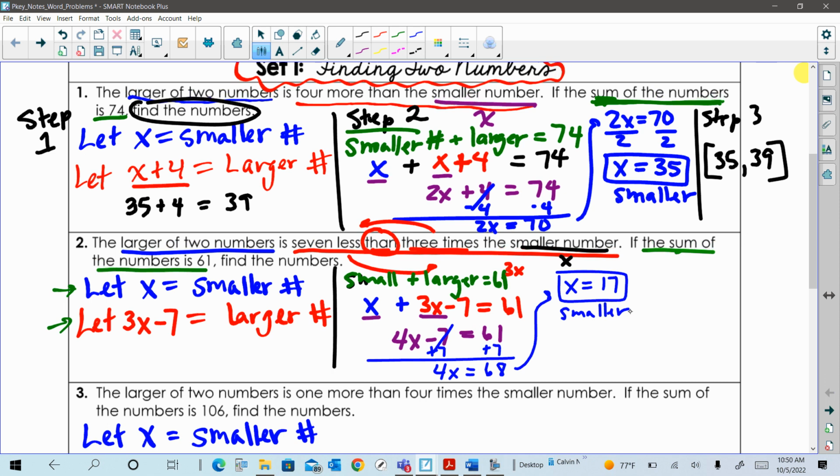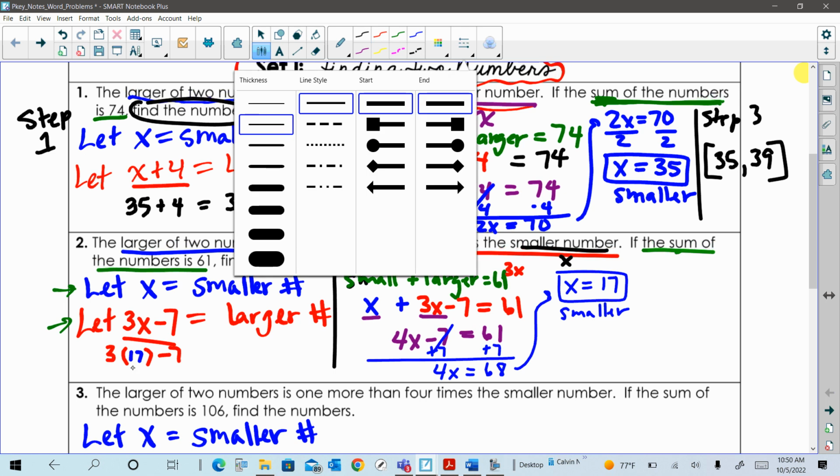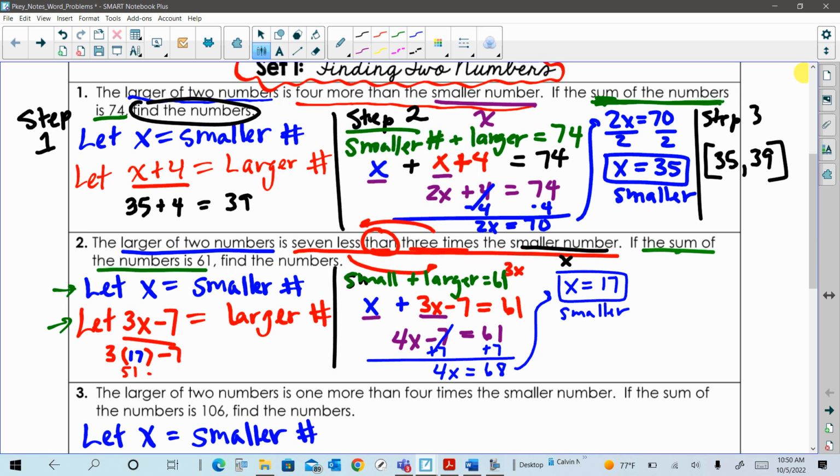Okay? So to get to the larger, you have to come back over here. So we're going to plug in our x, 17 for x. That means 3 parentheses. Where the x is, we're putting 17 there. And then saying minus 7. Well, 3 times 17 gives us 51. So I'm doing 51 minus 7, which comes out to be 44.